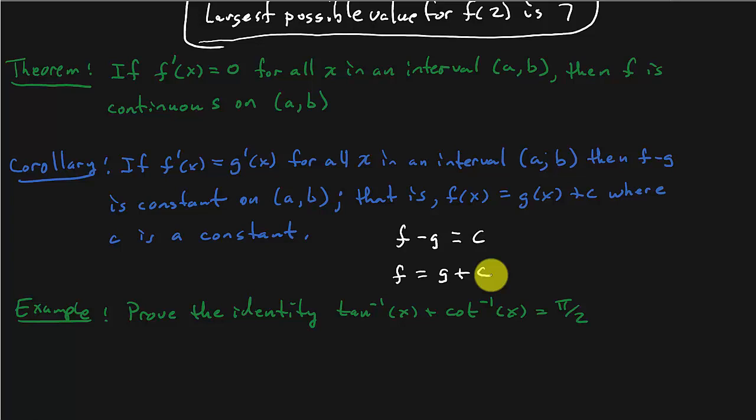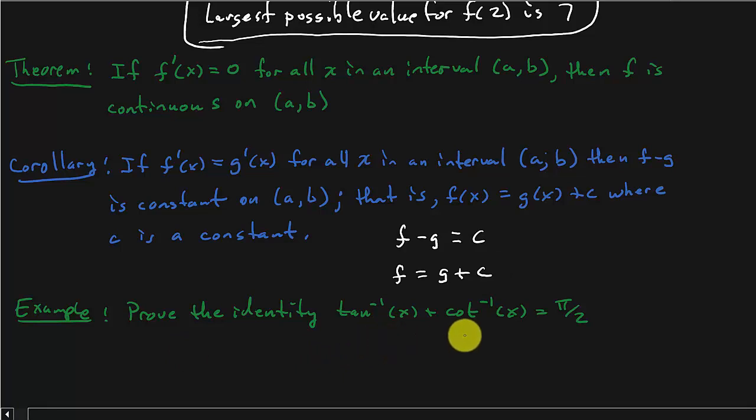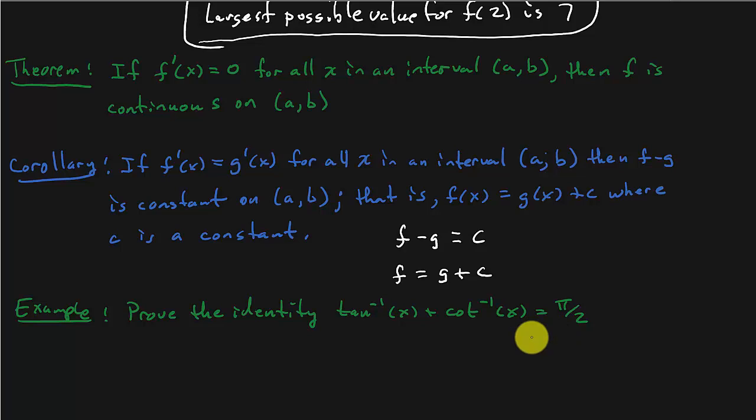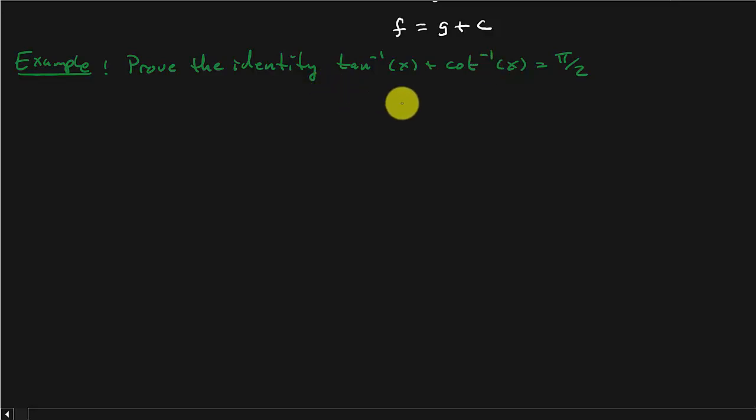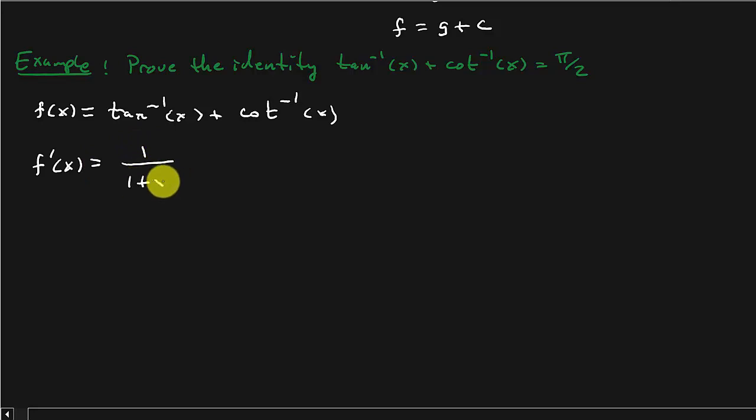All right. So let's prove an identity. Let's prove the identity that inverse tangent plus inverse cotangent is equal to pi over 2. Now, we don't have to have calculus to solve this, but let's use calculus. So let's look at the left-hand side: inverse tangent plus inverse cotangent. I'm going to have f of x equal to inverse tangent plus inverse cotangent. Then if I take the derivative, f prime of x is equal to 1 over 1 plus x squared minus 1 over 1 plus x squared.